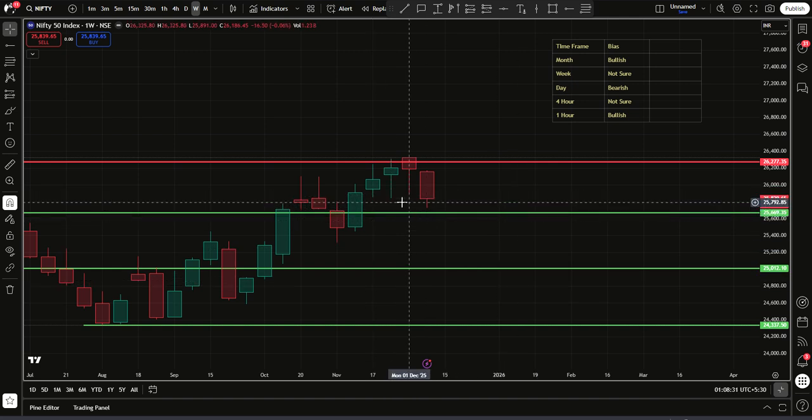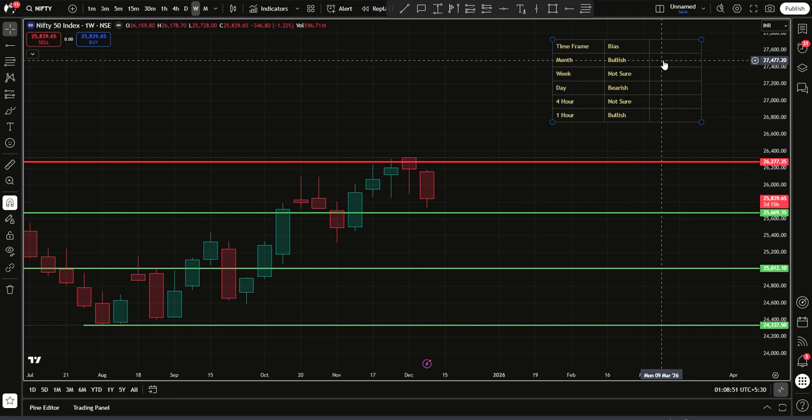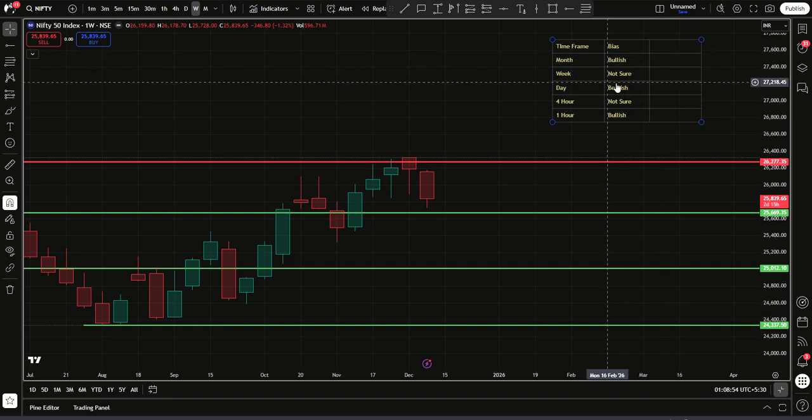What is a low? The lowest point of the candles on either side is higher than the lowest point of the candle in the middle. So that is a low. By definition, this was a low and that low was taken. In a bullish market, no low should be taken. Every low should be protected. So that's why the weekly bias is not sure.